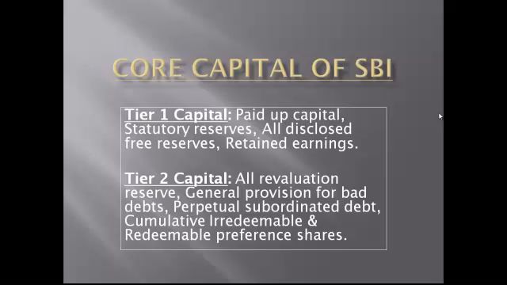Let's see what are the core capital that SBI's balance sheet contains. The Tier 1 capital of SBI contains paid up share capital, the statutory reserves, all disclosed free reserves and retained earnings. The Tier 2 of the SBI's balance sheet contains all revaluation reserve, general provision for bad debts, perpetual and subordinated debts, cumulative, redeemable and irredeemable preference shares.